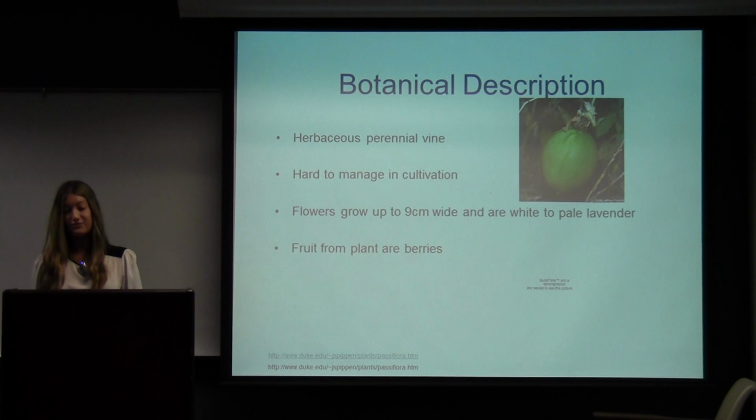Its flowers grow individually on the stalks up to 9 centimeters long. Its open flowers grow to be around 9 centimeters wide and have a very complex floral structure, as you would have seen in that picture. They tend to have a white to pale lavender color. At maturity, fruits separate at the region of articulation on the peduncle. The fruits are berries and oval in shape, and they tend to have an orange-yellow color.